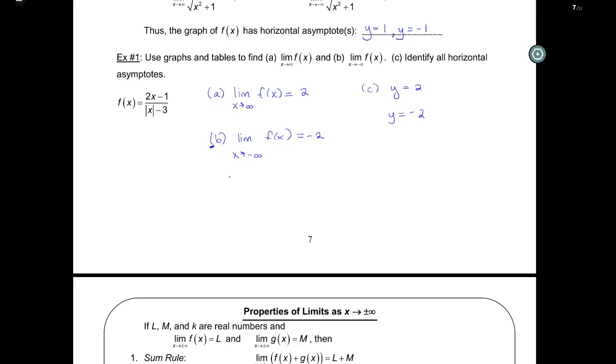Now, if one of these, let's say as x approaches negative infinity, and you got negative infinity, then that's not an asymptote, right? It's just if you get a real number when you do limits of infinity or negative infinity.